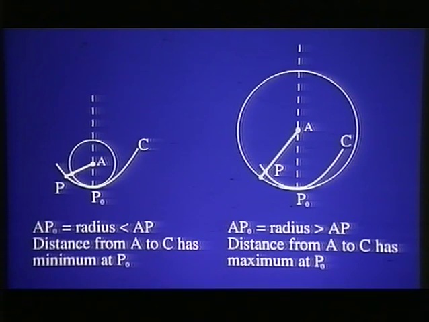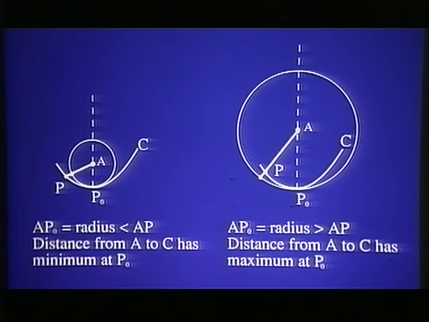On the other hand, on the right, where A is the center of the large circle, which is outside the curve. As you can see in this case, the distance from A to P is now less than a radius because the circle is outside the curve.